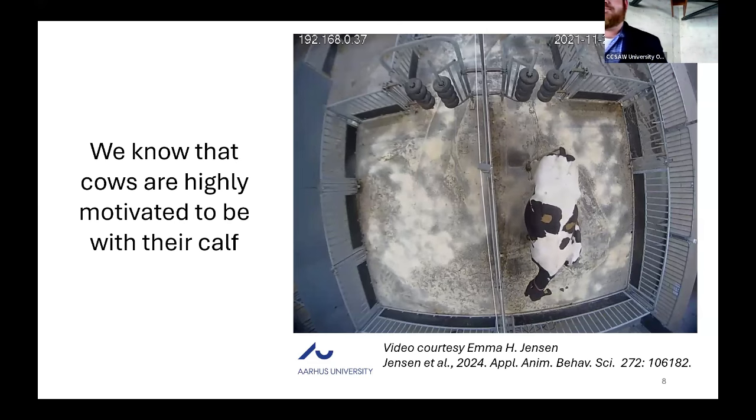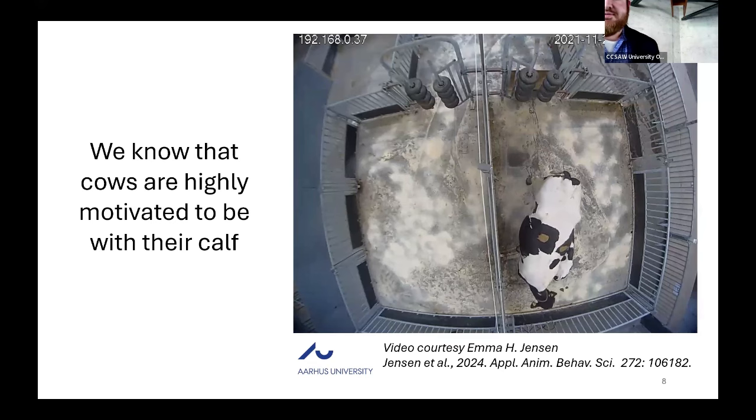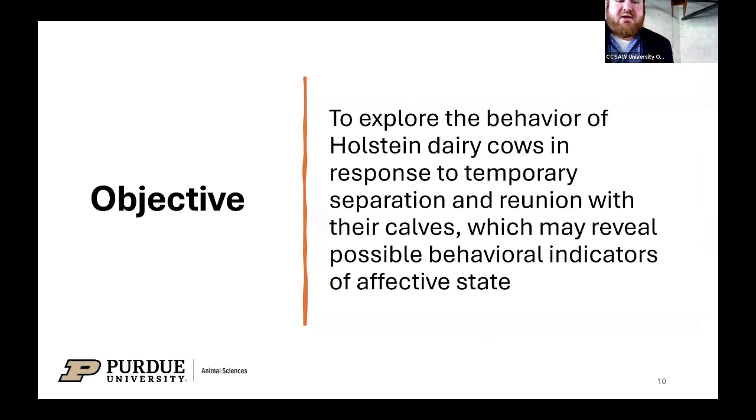So we can then infer that being with the calf is a positive situation for the cow, and further infer that being away from the calf is a negative situation. So that begs the question, can cow-calf contact be used as a model for testing novel indicators of emotional state? Well, we set out to do that. For our objective, we're going to explore the behavior of Holstein dairy cows in response to temporary separation and reunion with their calves, which may reveal possible behavioral indicators of affective state.